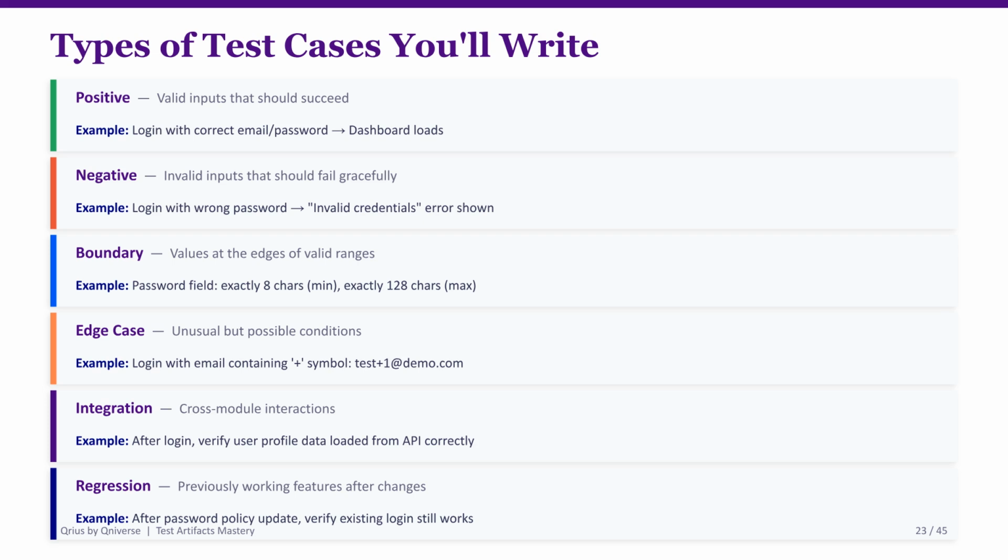You will write several types of test cases. These include positive tests for success, negative tests for graceful failures, boundary tests for extreme valid and invalid values, edge cases for unusual but possible situations, and integration and regression tests.